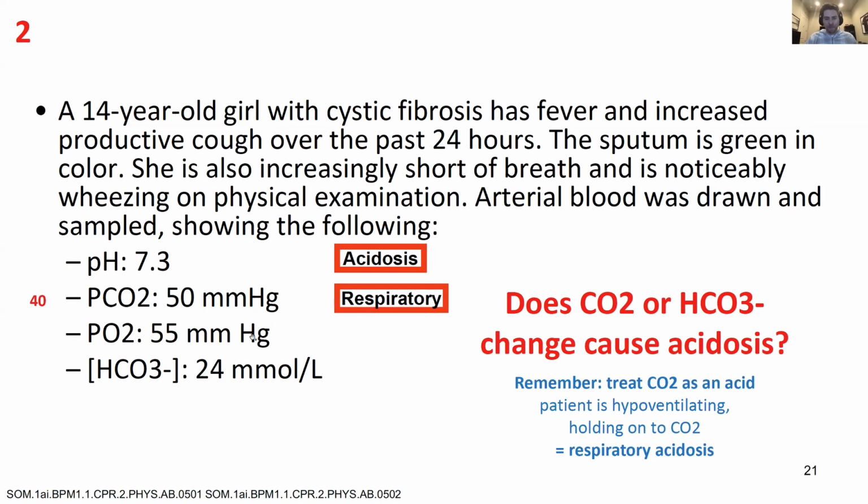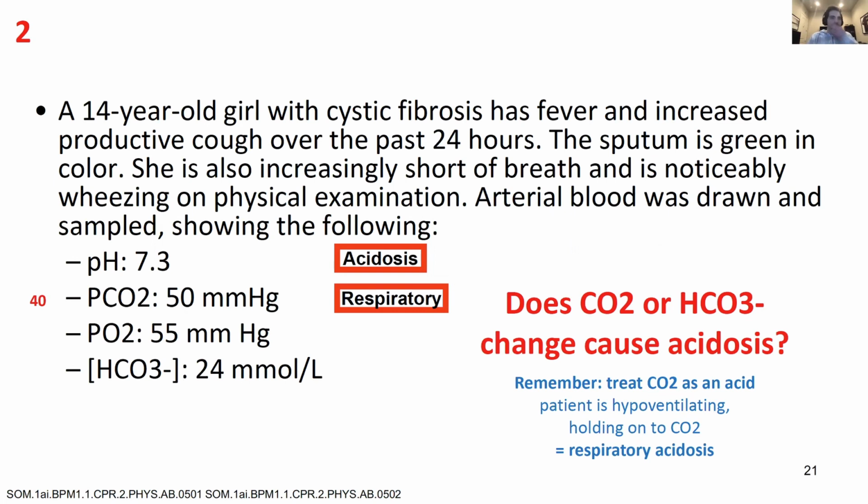So to differentiate, respiratory would be the PCO2, and if it was the HCO3, then it would be metabolic? Yes, exactly. Because you regulate your CO2 by your breathing, and you regulate your bicarb by peeing it out.